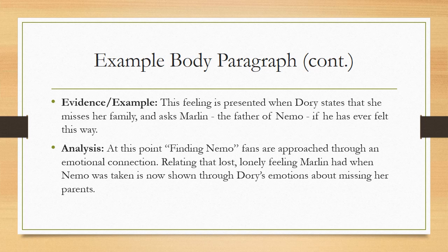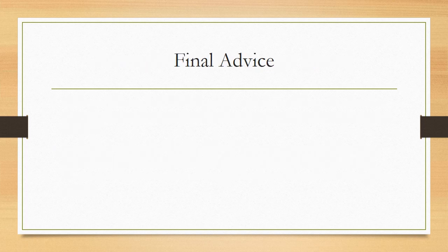She goes on to say, relating that lost, lonely feeling Marlin had when Nemo was taken is now shown through Dory's emotions about missing her parents. So she just elaborates, goes into more detail. I've seen these movies, so the first sentence was enough for me. For readers who haven't seen the movies, the second sentence that explains the idea further is probably necessary. So do several sentences of analysis.